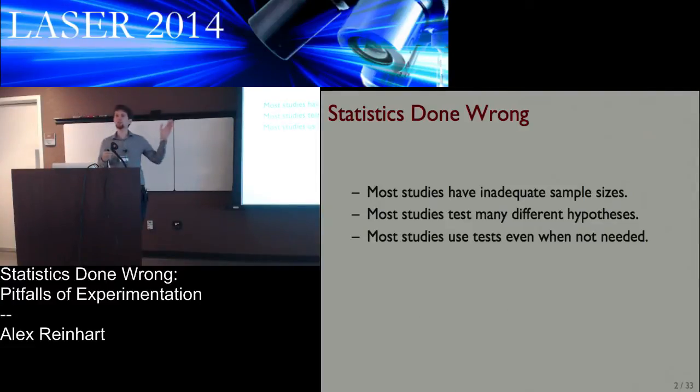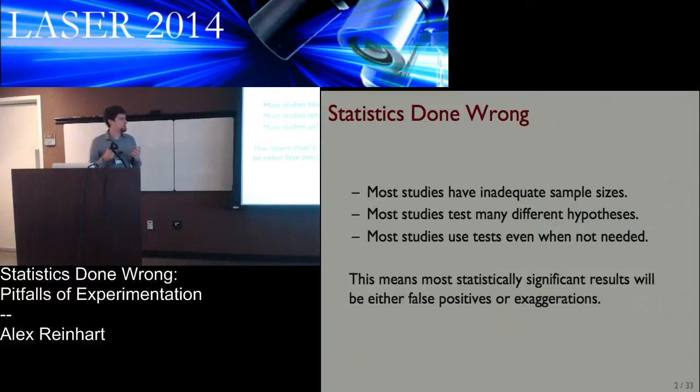And often they use these tests even when they don't need them, when there's no good reason to have a test for whatever conclusion they're trying to draw. So when you combine these, this means that most statistically significant results presented in scientific papers are likely false positives or exaggerated. They're larger than they should be. Now don't just take my word for it.